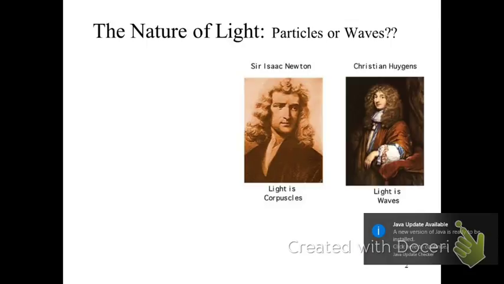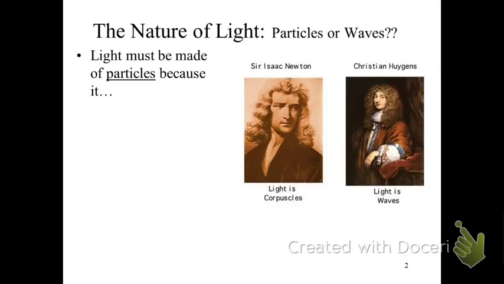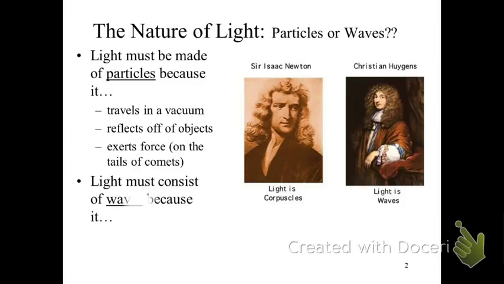There we go. So, back in the day, there was an argument about light. Is light a bunch of particles that travel through space until they're detected by our eye? Or is light a wave where it travels like a wave of water until it reaches our eye? And there were two arguments. One was that light was made of particles, and that was argued by Sir Isaac Newton. And he said it has to be particles because light travels in a vacuum, it reflects off of objects, and it exerts a force, so it has to be made up of a particle.